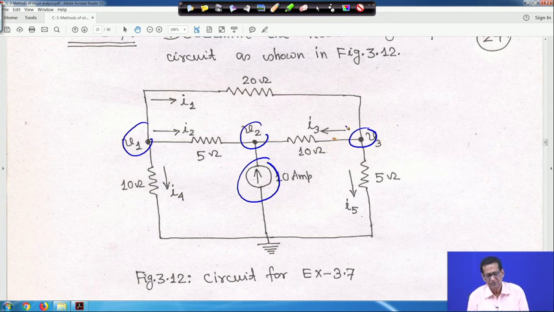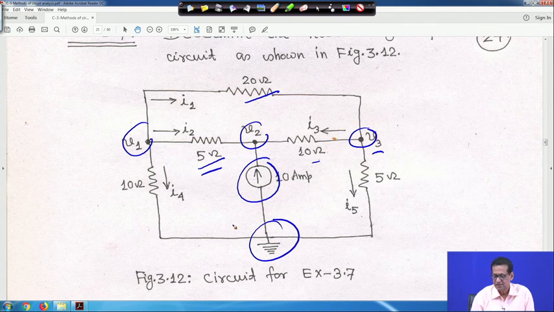In this case also, at node 1 you apply your KCL. I1 is equal to (V1 minus V3) by 20, you can find out. I2 is equal to (V1 minus V2) by 5. Similarly, I3 moving in this direction will be (V3 minus V2) by 10. Your I5 will be V3 by 5, because the reference node voltage is 0. Similarly, I4 will be V1 upon 10, and this 10 ampere current source is entering.